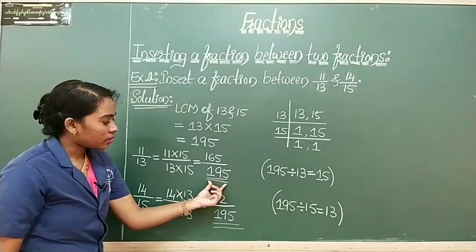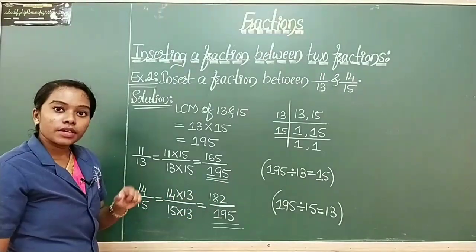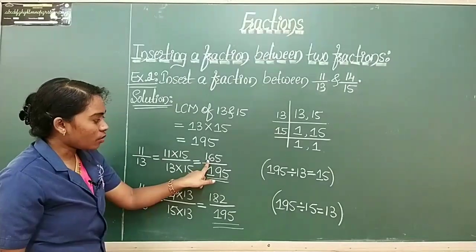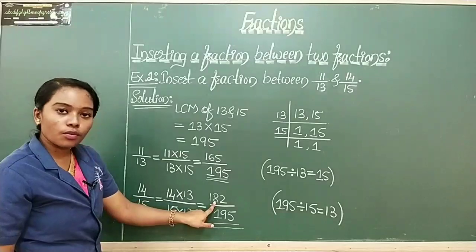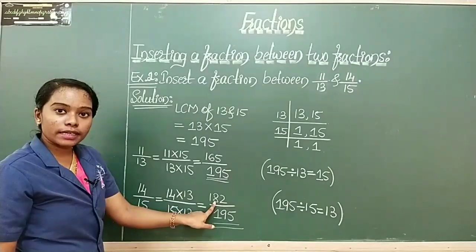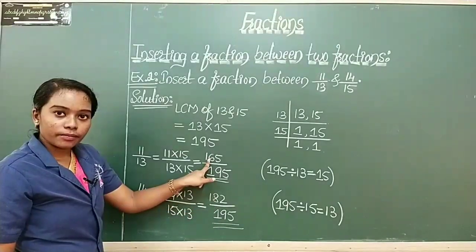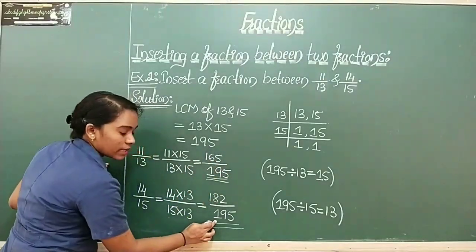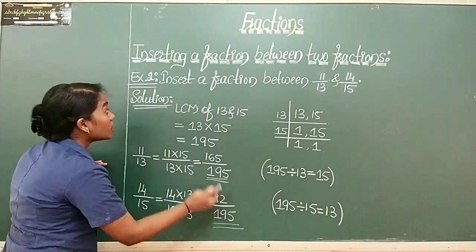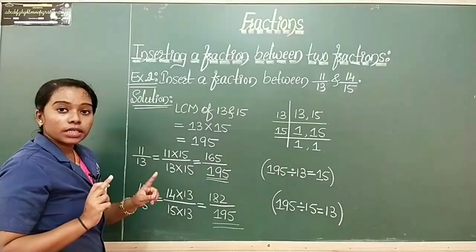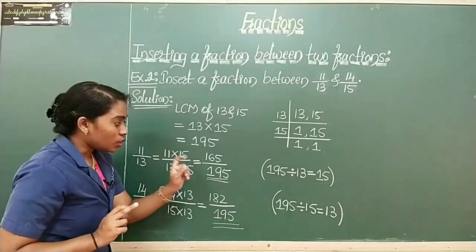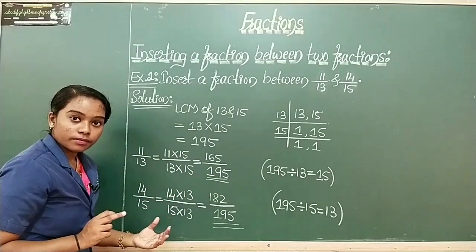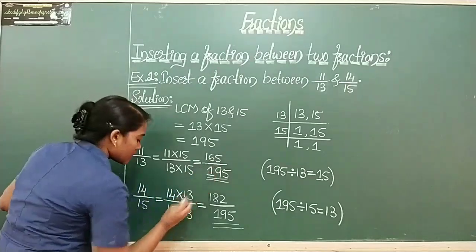See, the denominators are same. We have to compare the numerators. Here we have 165, here we have 182, which is smaller here, 165. Therefore, this fraction is smaller than this fraction. To insert a fraction between two fractions, you have to write the smaller fraction first. Remember this. Write the smaller fraction.